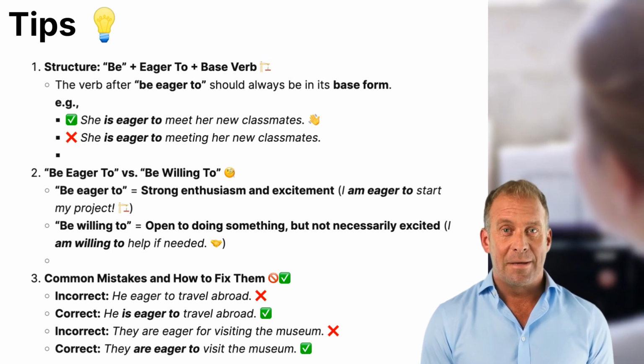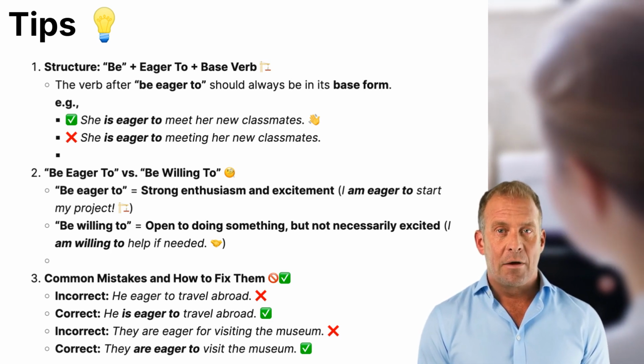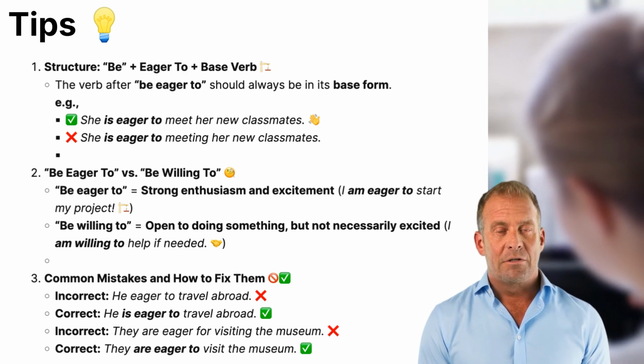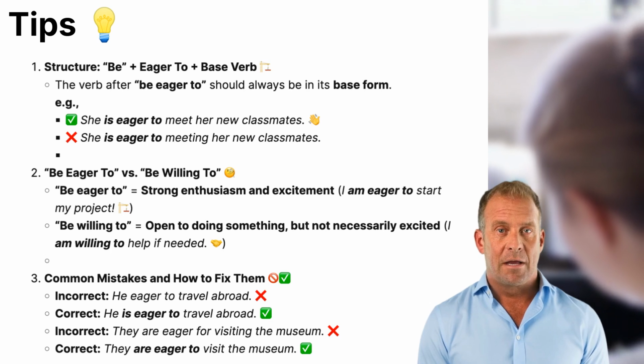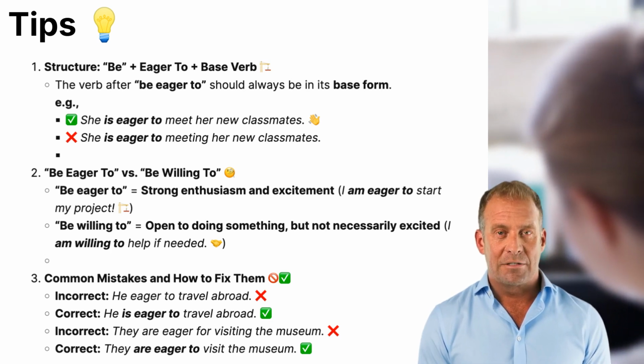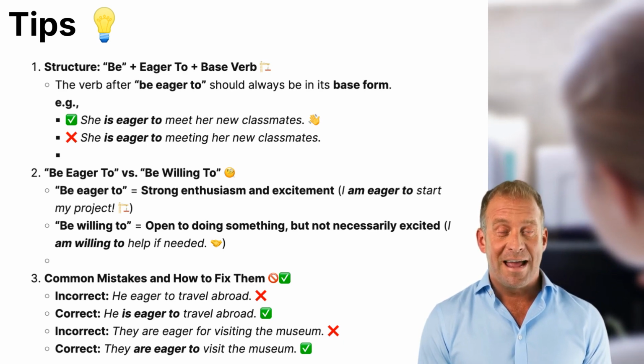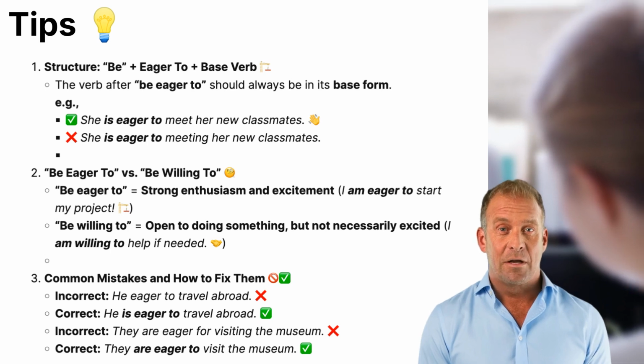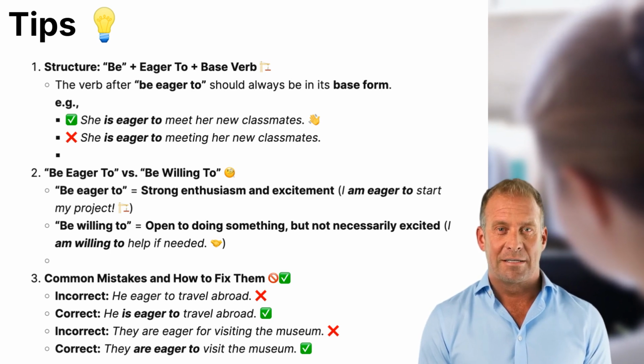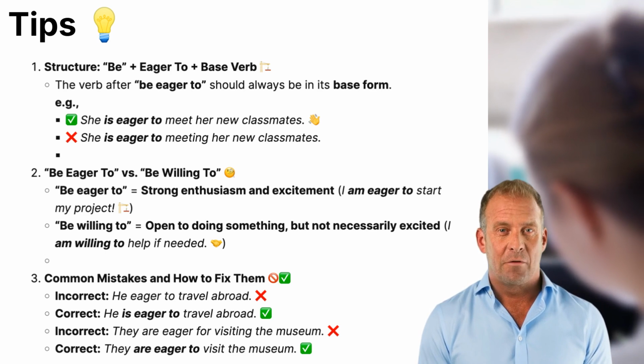2. Be eager to versus be willing to. Many learners wonder about the difference between be eager to and be willing to. Be eager to expresses strong enthusiasm and excitement. Example: I am eager to start my project. I am excited and looking forward to it.